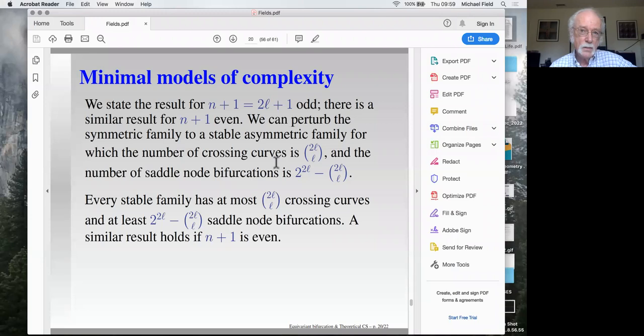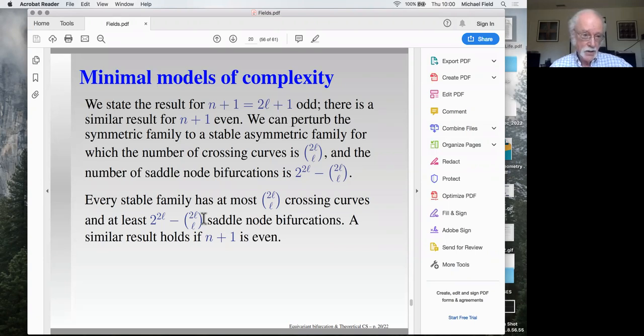So in other words, the way you should think of this bifurcation of the symmetric group on the standard representation is that it's a kind of encoding of a lot of complexity. It's encoding how, in fact, things like saddle points become spurious minima in neural networks. So the upshot is you have the minimal model, which has exactly this number of crossing curves and exactly this number of saddle node bifurcations. Every stable family has at most that number of crossing curves and at least that number of saddle node bifurcations, right? So this is kind of estimating the complexity.